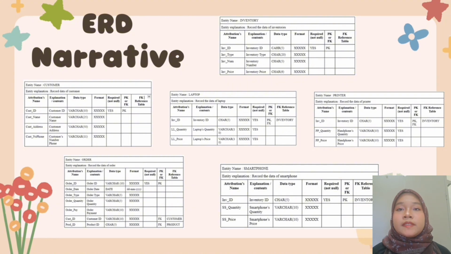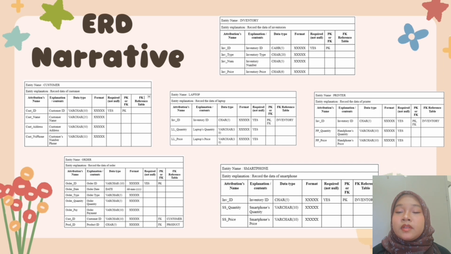ERD narrative. We will start with inventory. The attributes for inventory are inventory ID, inventory type, inventory number, and inventory price. Inventory ID is the primary key for inventory. Next is customer. We have customer ID, customer name, customer address, and customer phone number. And the primary key is customer ID.